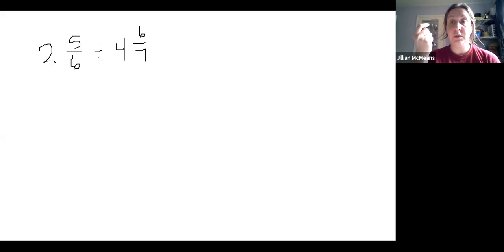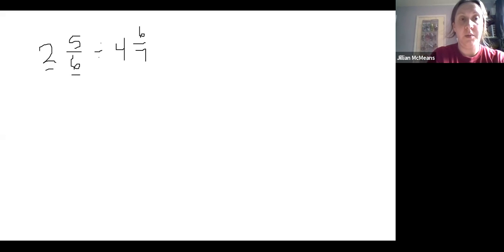So the very first thing we want to do is convert these to improper fractions. Then we're going to convert to multiplication, and then we'll finish the problem out from there. So improper fractions: denominator times whole number. So 6 times 2 is 12, and then 12 plus 5 is 17. So we have 17/6 divided by.